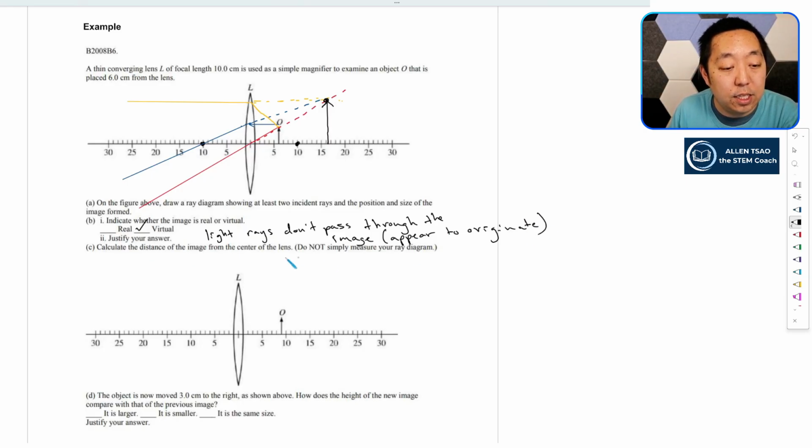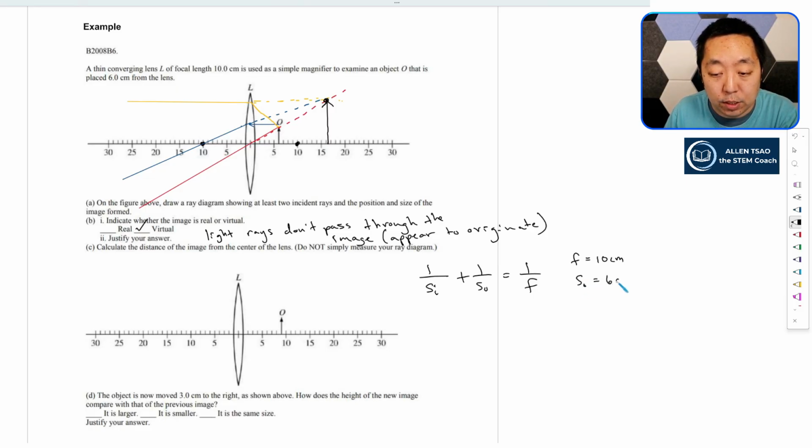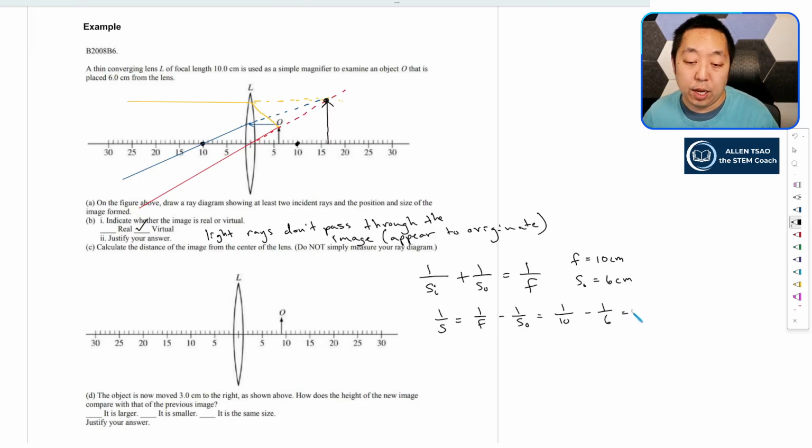Okay, calculate the distance of the image from the center of the lens. Here, we're going to use our lens equation. Now, the focal length here is positive because it's a converging lens. So the focal length is 10 centimeters, and the object is located at 6 centimeters. So S_O is 6 centimeters. Remember, that's always positive. So 1 over S_I is going to be 1 over f minus 1 over S_O. That's 1 over 10 minus 1 over 6. You can use a calculator for this.